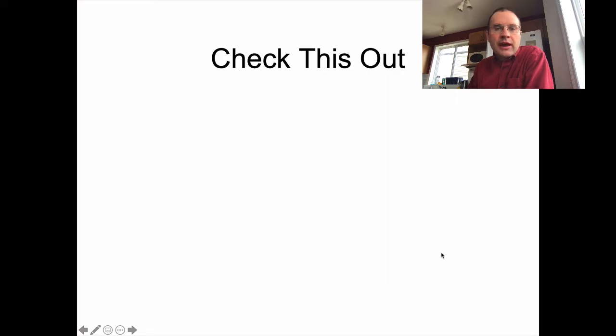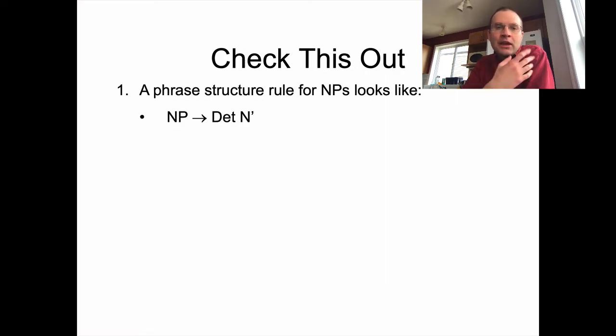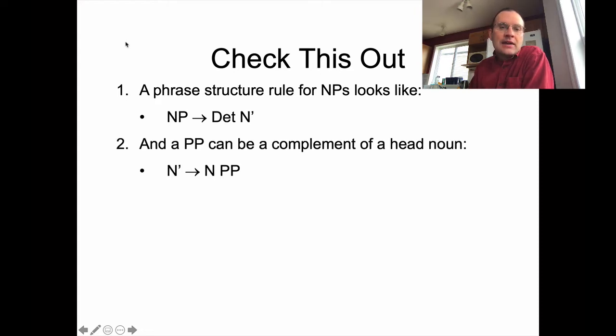Where I'm going to start is the phrase structure rules for noun phrases that I was talking about a little bit in the last lecture. A noun phrase can consist of a determiner followed by an N bar. Remember, we're calling this the specifier of the phrase, and that N bar can be broken down into a noun, which is the head of the noun phrase, and a prepositional phrase complement.